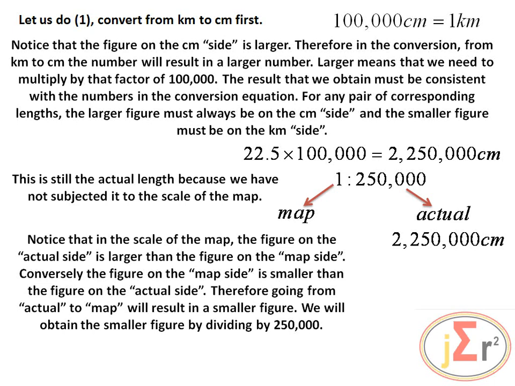We will obtain that smaller figure by dividing by 250,000. So what do we say? Large number here, large number here. We need to go onto the map, so we will get a smaller figure. We need to divide by this scale factor of 250,000. And can anyone tell me what this will turn out to be? Because we can make some calculations in our minds.